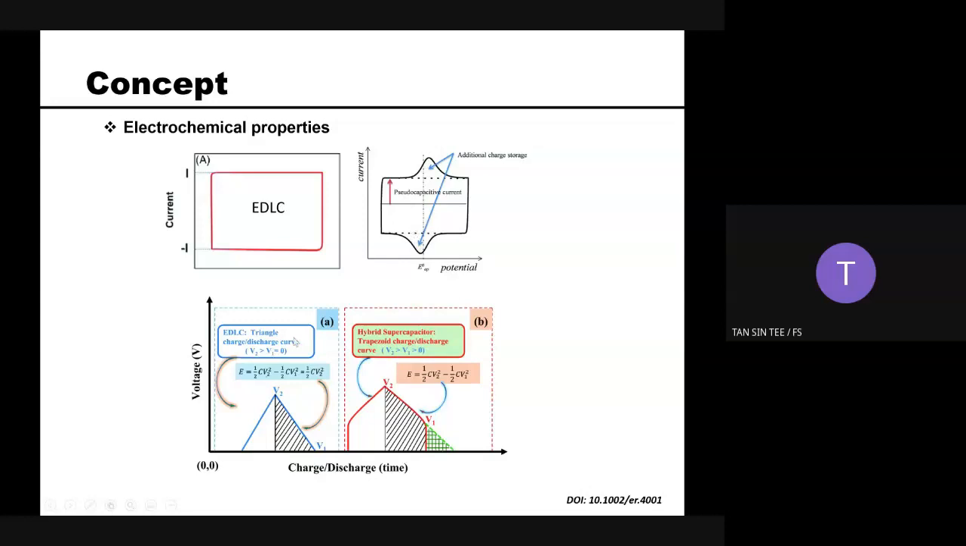The same thing applies to the galvanostatic charge-discharge measurement. This part is the charging and this part is the discharge, and the pseudo peak will actually appear here for the pseudocapacitor, and then they will undergo the discharging process.